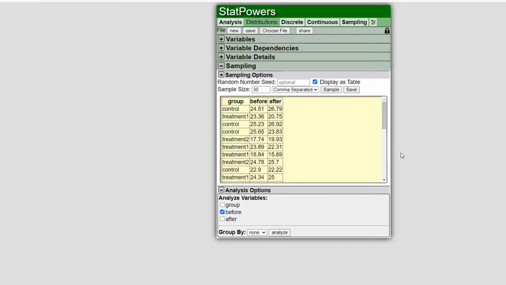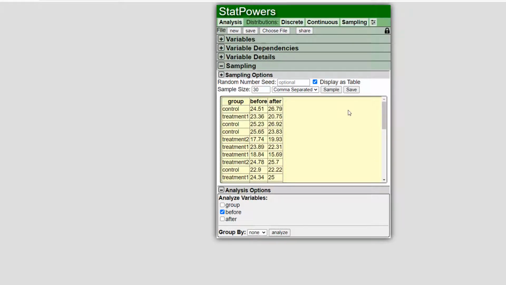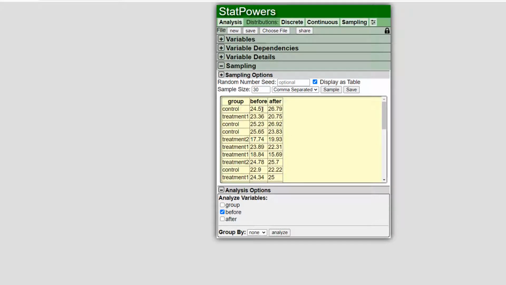So what I have here is some simulated data where we have a control group and two different treatment groups, and it's a relatively small sample size. In fact, I'm going to simulate an even smaller sample size of, let's say, 15. I'm interested in the before measurement. I'm not giving you any context, this is very abstract, it's just some number. I'm looking at this distribution.